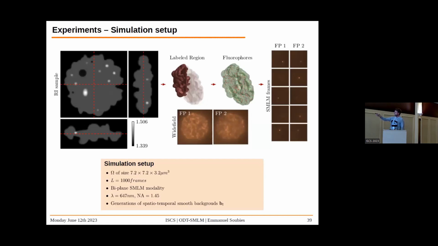At the bottom is the corresponding wide field image, and here is the biplane modality for SMLM. Each time we see two different planes that are recorded, and we can see that we are in an extremely low density regime where more or less we activate only one molecule at a time. We also generate a background that varies slowly both in space and time. So this is the setup we considered.